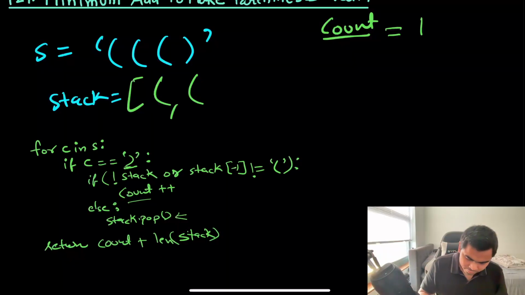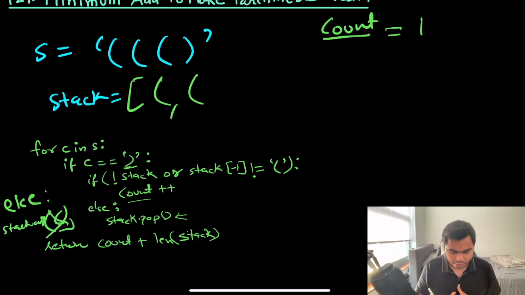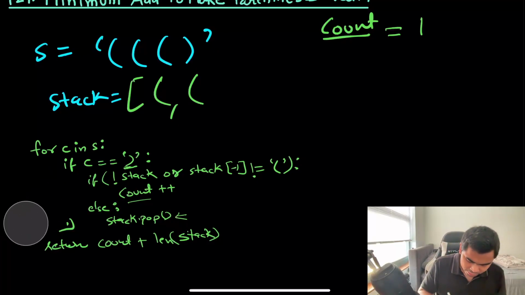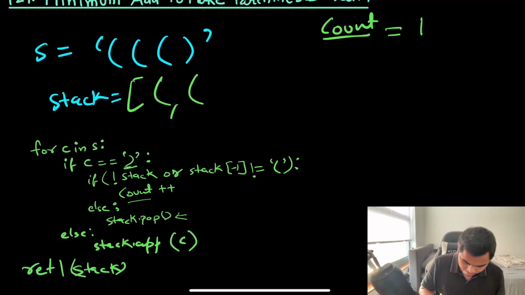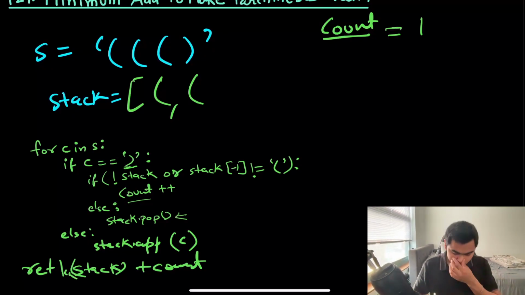And remember, there is one more else case right here, and I guess you will know that the else case is just appending everything to your stack. Else case is like stack dot append C. You write it right here before the return, so right here, else stack dot append C, and then return stack length plus count. Okay, this is it.